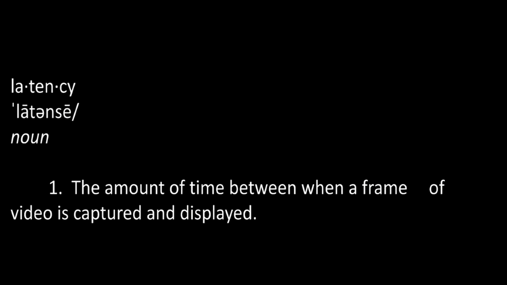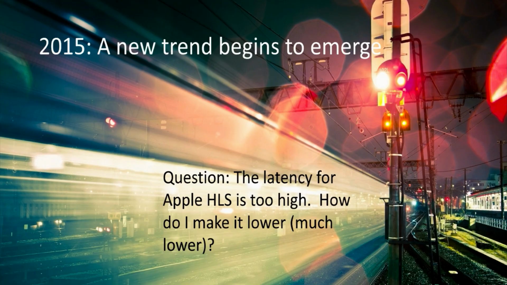The bottom line here is latency, and the definition of latency is the amount of time between when a frame of video is captured and displayed. The big challenge, of course, is reducing that latency and getting it down to a very low amount, so it is very close to real time. A new trend began to emerge in 2015. The latency for Apple HLS is too high. How do I make it much lower? And more importantly, how can we stream and allow viewers to interact with each other and the broadcast?